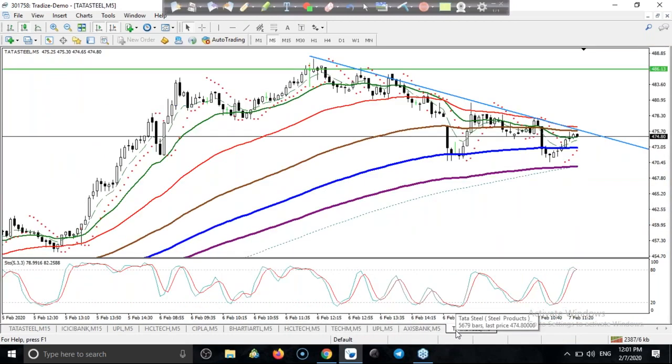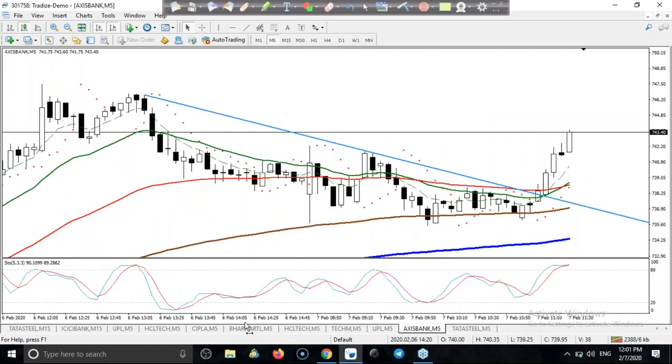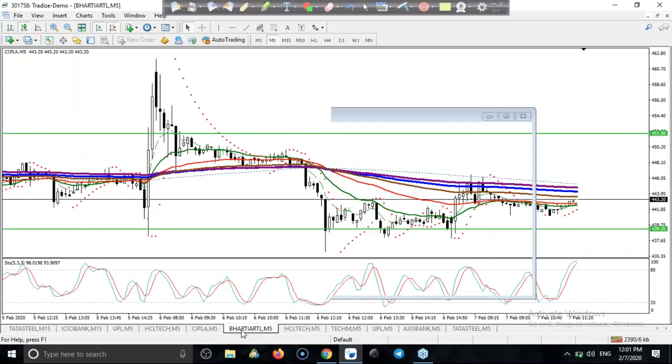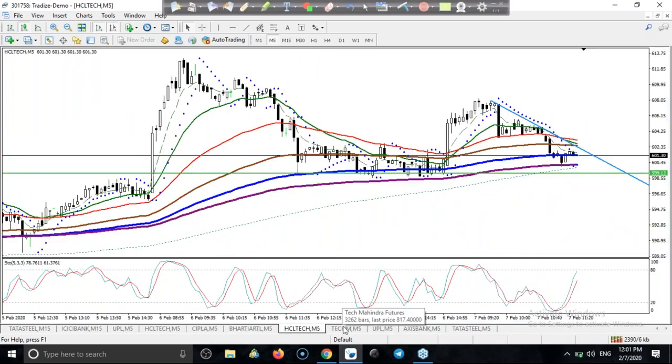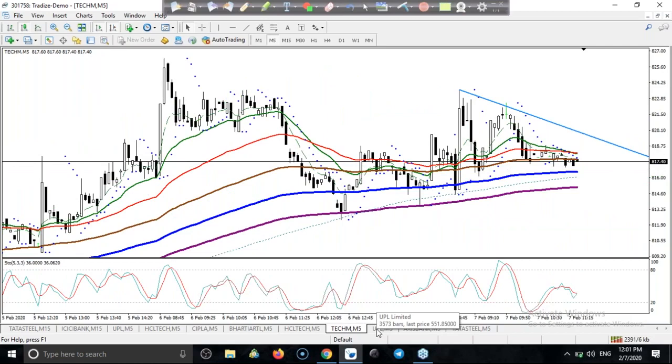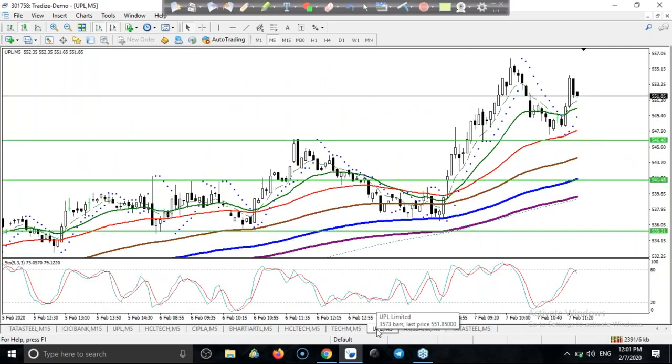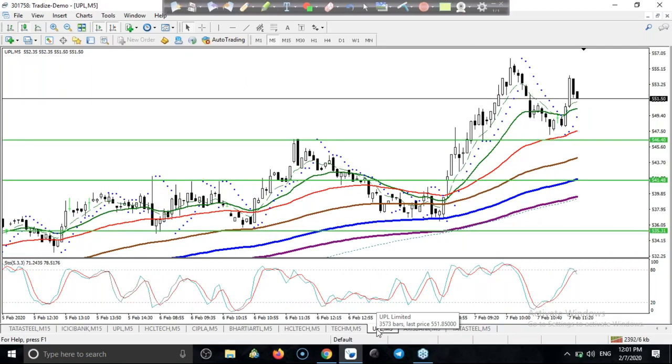All right, 6 stocks. Among the 6 stocks, 2 buys have already occurred and been placed. One is Axis Bank, and the next was somewhere Cipla, I think. Not Cipla. Tech Mahindra, just a minute. That is UPL, yeah, UPL. Two stocks we have already seen.